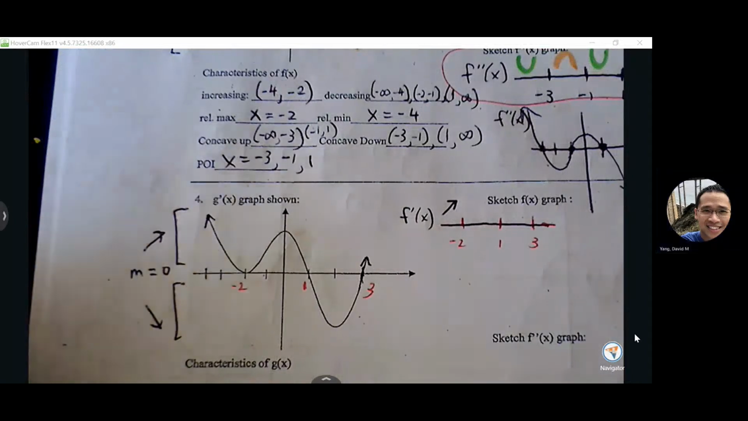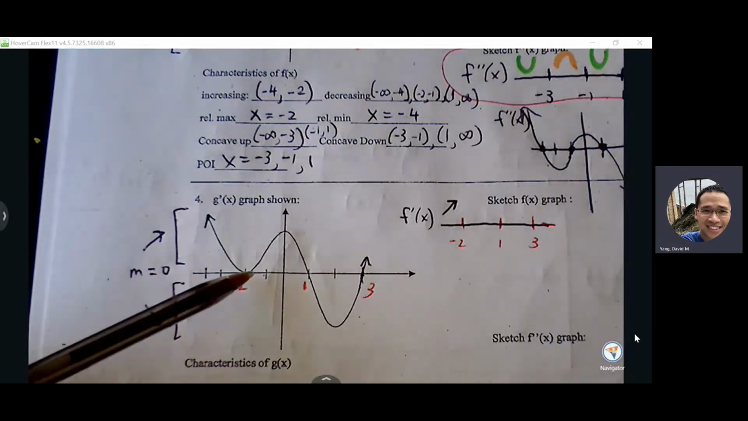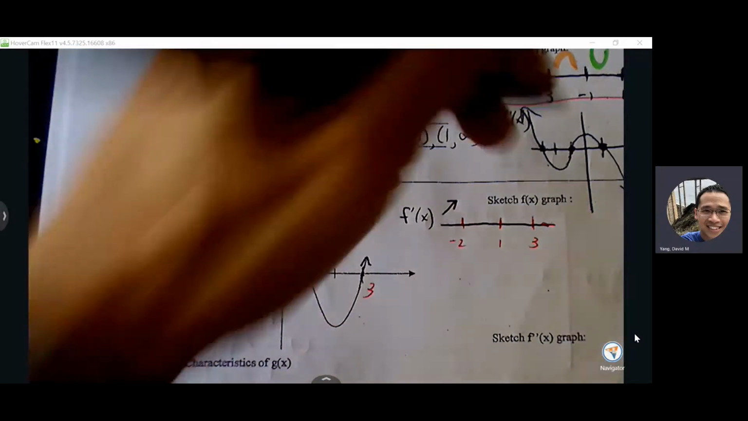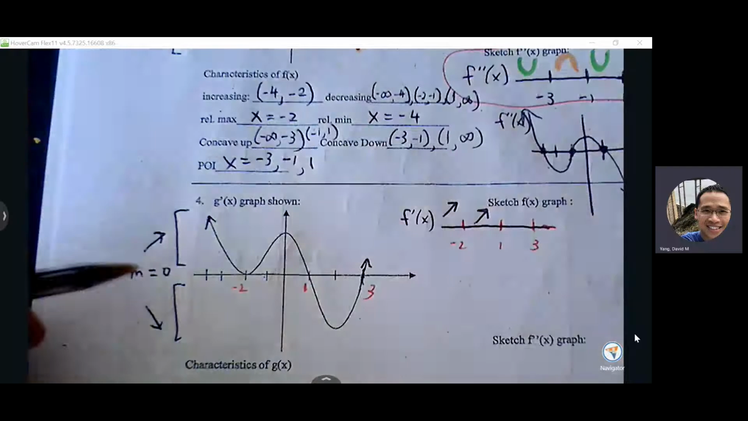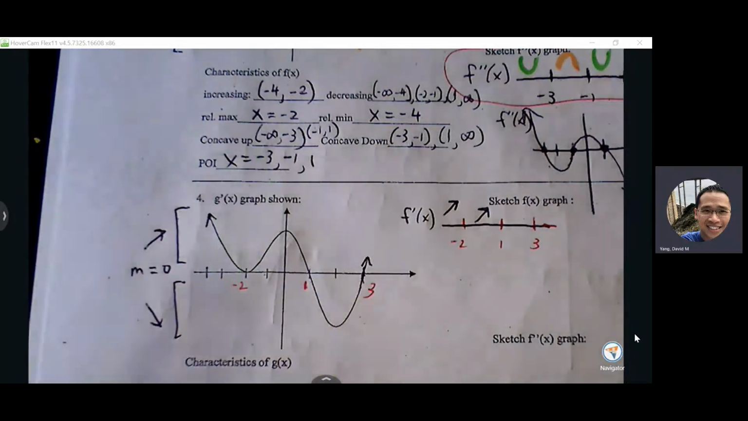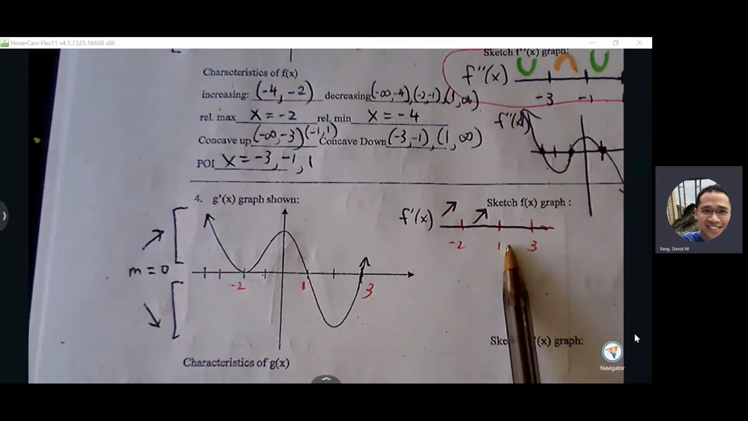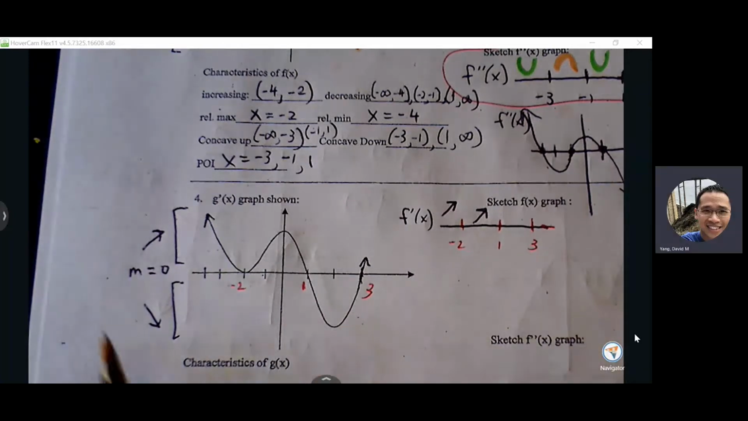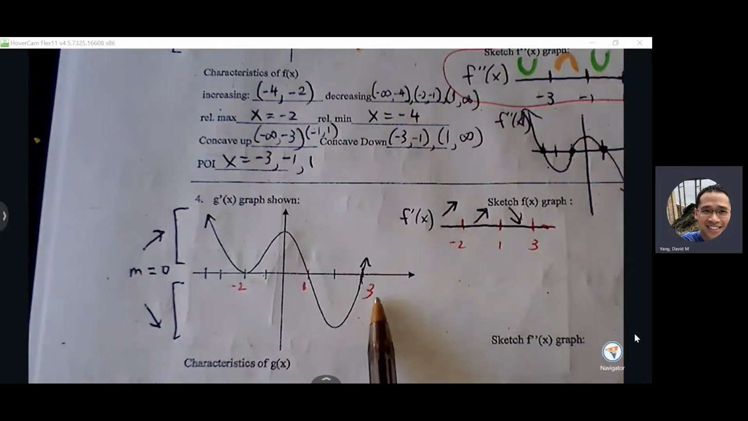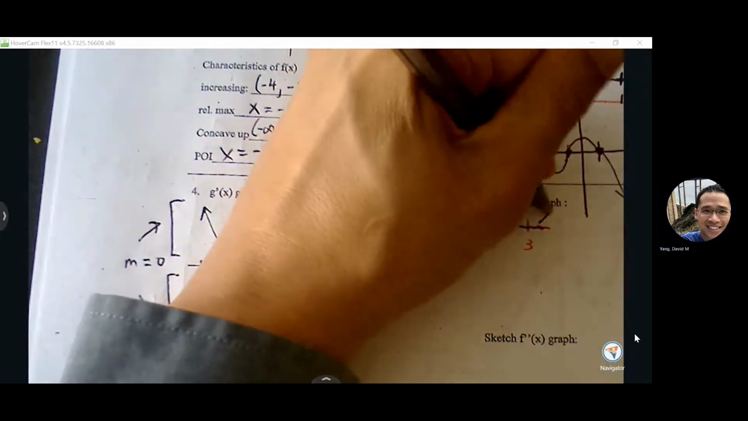Okay. What's happening between -2 and 1? Still above, right? Still in this location. So you're just going to copy either one of these arrows, depending on where you are. Okay, and then between 1 and 3, below, so that's a down arrow. And then to the right of 3, positive, above.